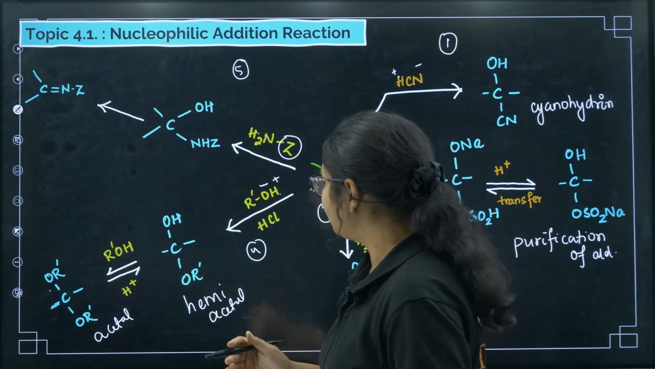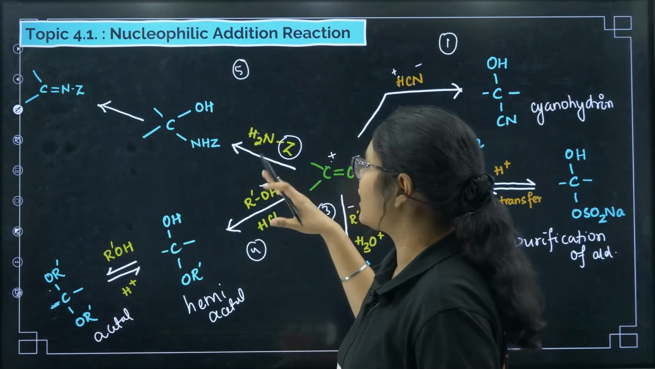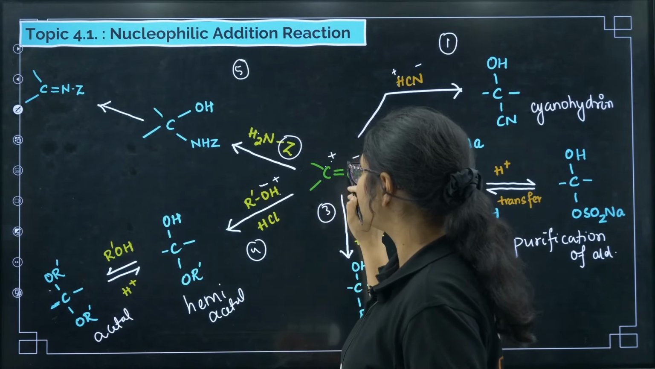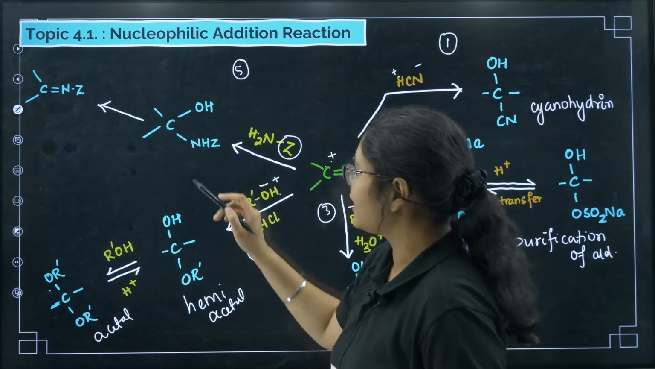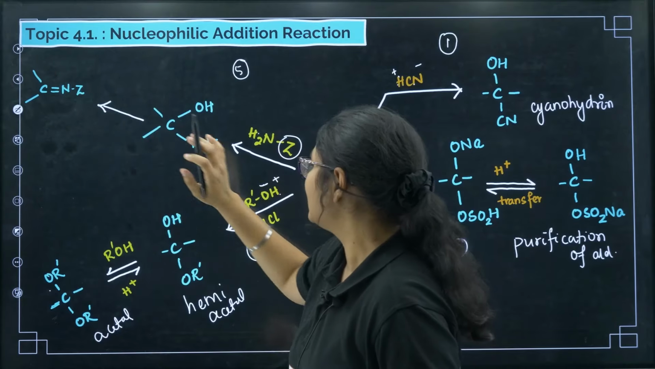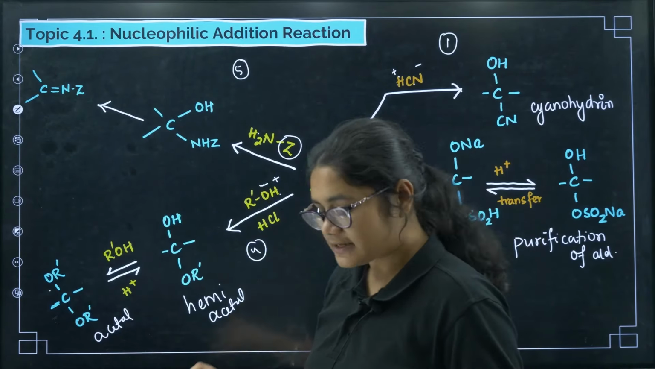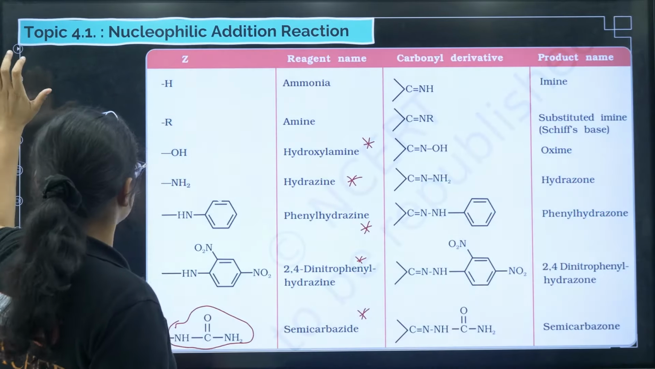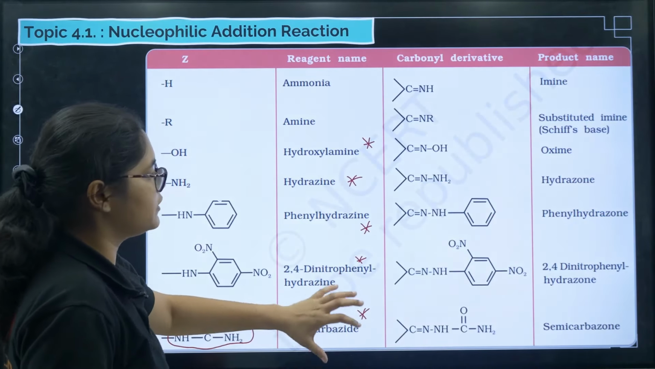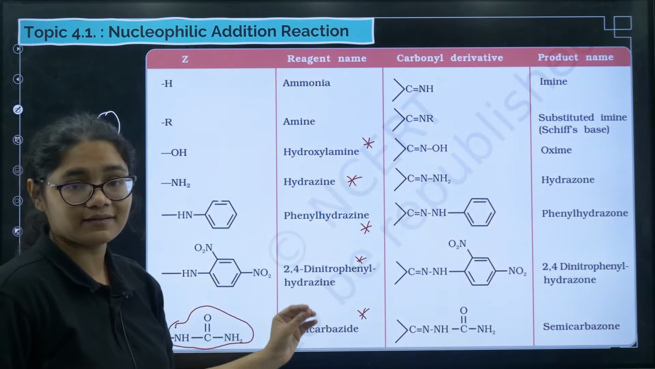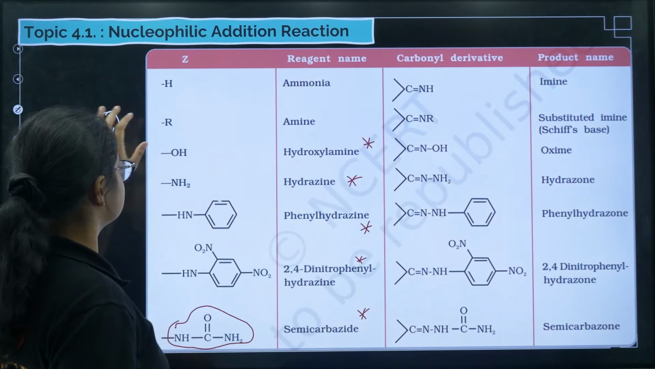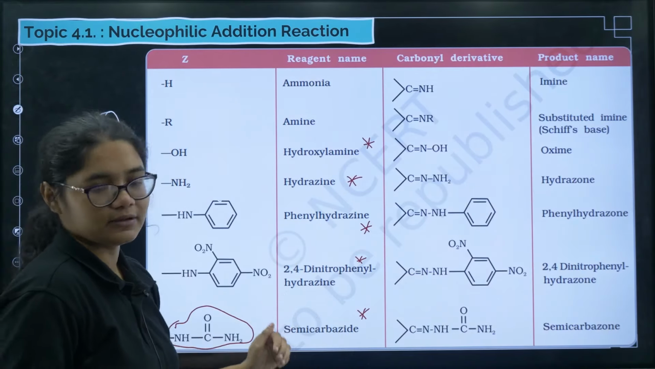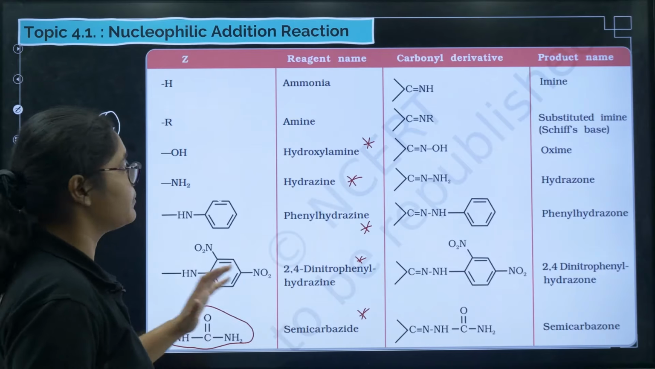Now coming to the fifth one, that is ammonia and its derivatives. So here we have H2 and this O will always be removed and you have C double bond N Z. Clear? So those are the nucleophilic addition reactions. So these are the different ammonia derivatives. You have to prepare this, very important. These Z groups are given, so you have to remember the name and the product formed here. This table please practice properly.